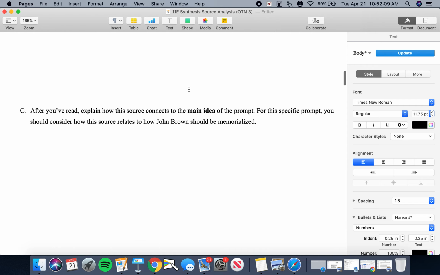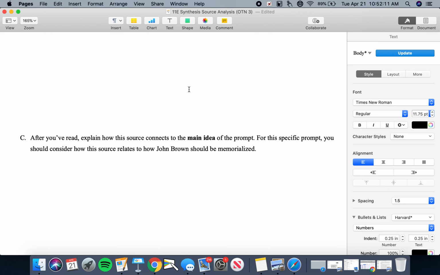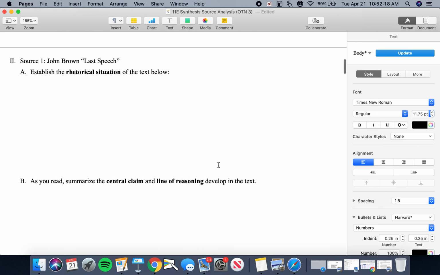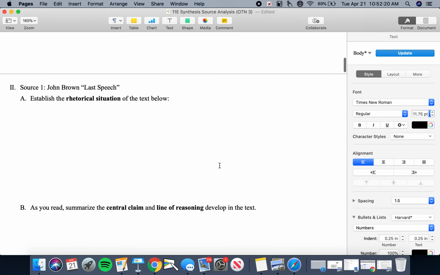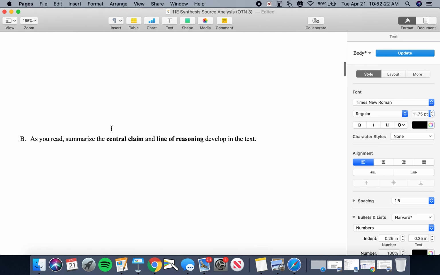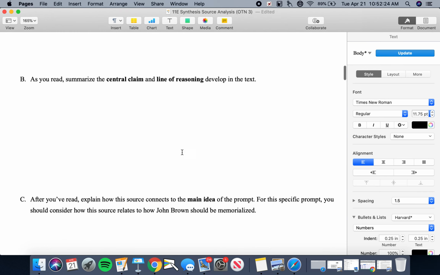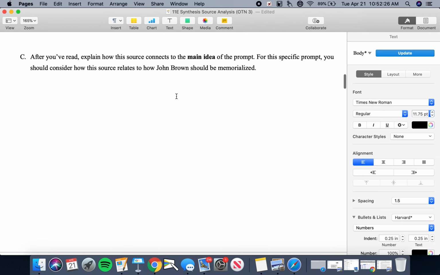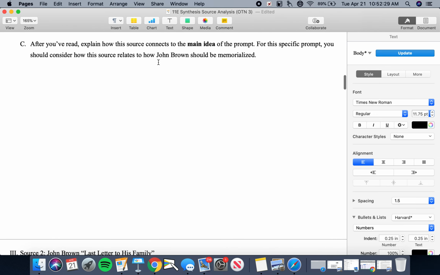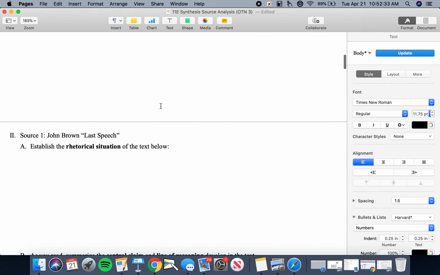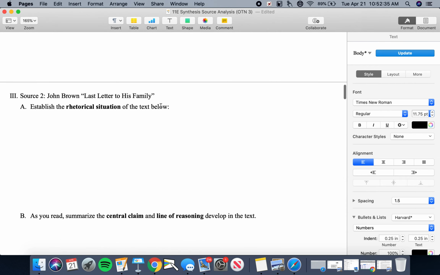Okay. Same thing with the last speech. How does the last speech relate to how John Brown should be memorialized? Well, it's a little more on the nose. Okay, so what I want for you to do today is make sure you engage with the rhetorical situation, summarize the central claim and line of reasoning of each text, and then consider carefully how each text relates to the main idea of the prompt. All right, I want you to do that for these first two sources, and after that, you're done with your daily work for English class.